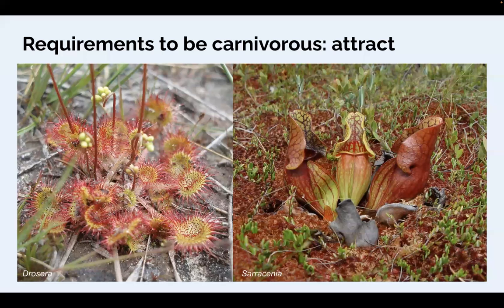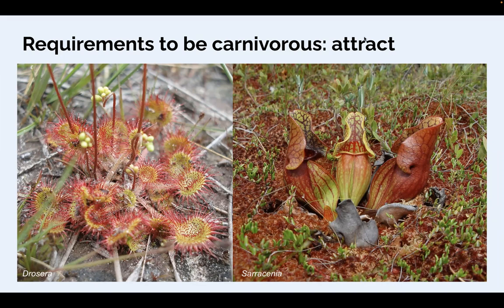Okay, so just one by one, we'll go through those requirements. Again, this is kind of one of those things where people have drawn the line and say, okay, we're going to count this as a carnivorous plant if it satisfies these three requirements. So first requirement is that they attract animals to them. And we'll see a few different strategies for capturing and killing animals.